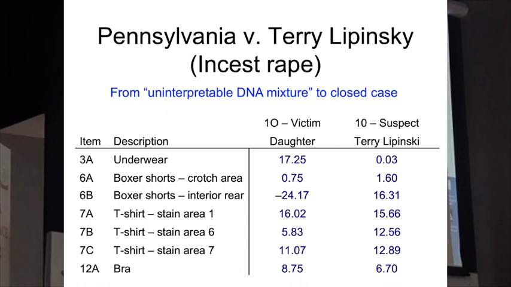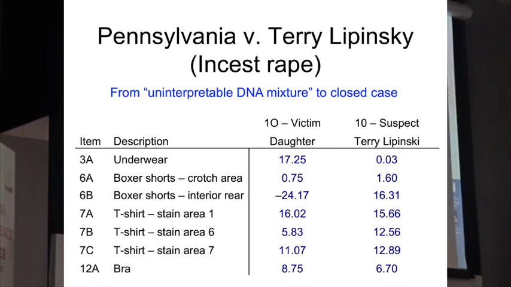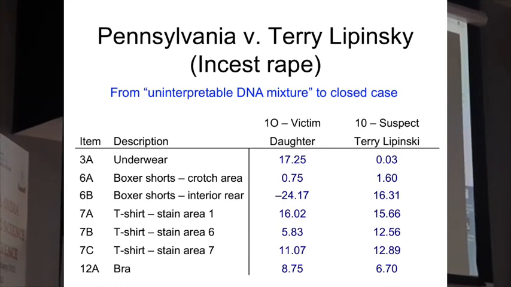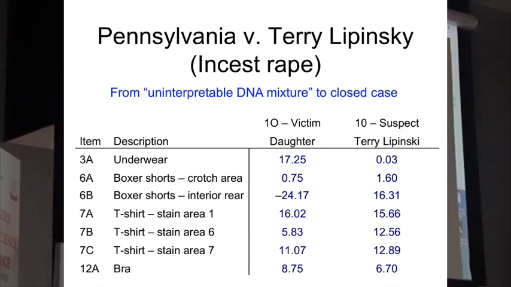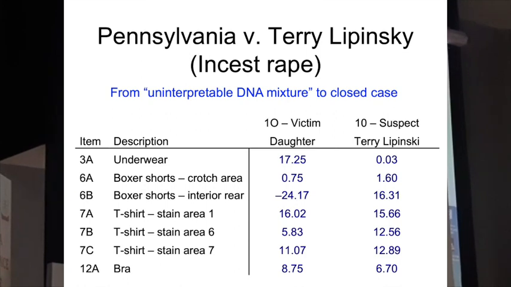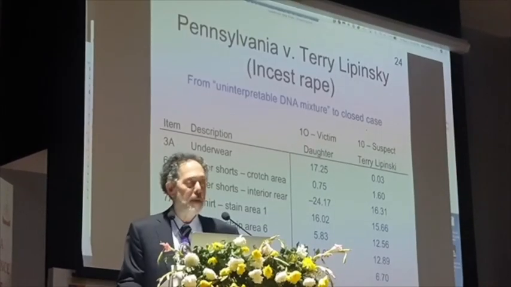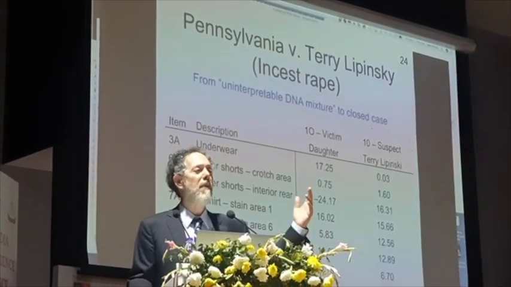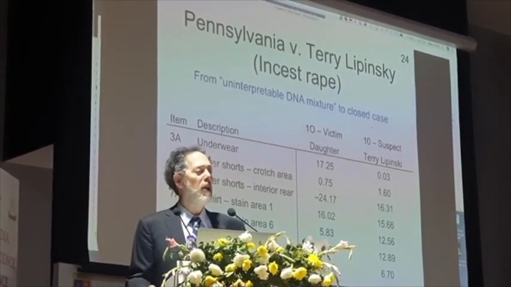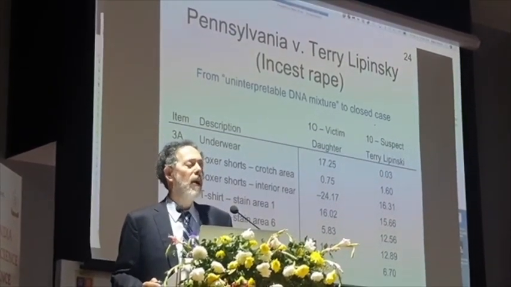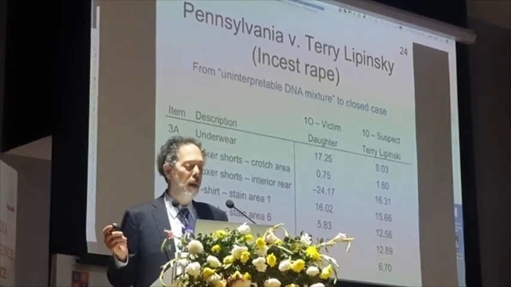This was an incest rape case, the Lipinski case, which is an uninterpretable DNA mixture. You have a father and a daughter whose DNA is mixed together. With the threshold methods that labs use, the answer is, we don't know, it's inconclusive. Against all these 7 items of evidence, you're seeing in the right column the number of zeros in the match statistic. 15 zeros is a quadrillion. Very informative to the computer, closed the case, man's convicted, sent to prison. With the current threshold methods, no information at all.